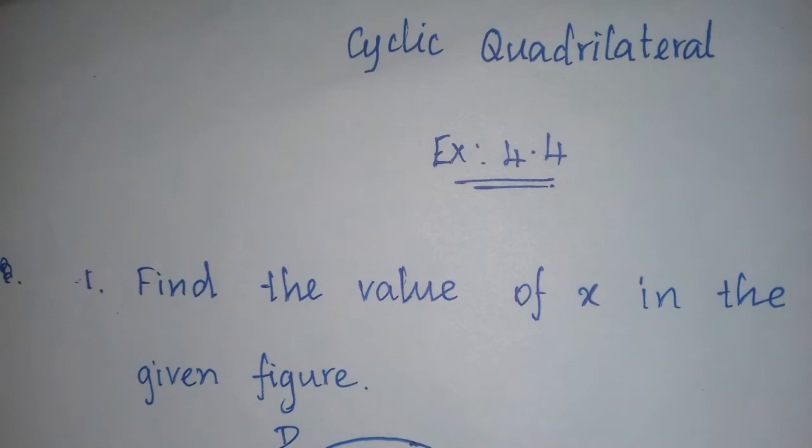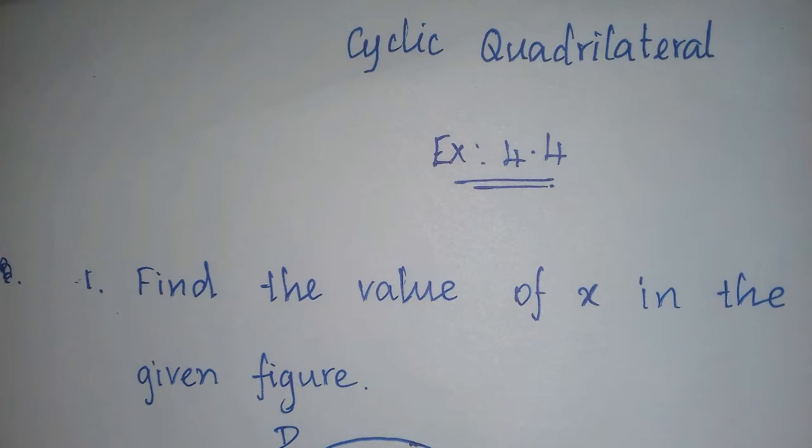Good morning students. Today we are going to see cyclic quadrilateral. What is a cyclic quadrilateral? 4 points are marked on the circumference of the circle and the 4 points are joined together to form a cyclic quadrilateral. Do you remember that? This we have seen in previous classes. Okay. Now we are going to see exercise 4.4.